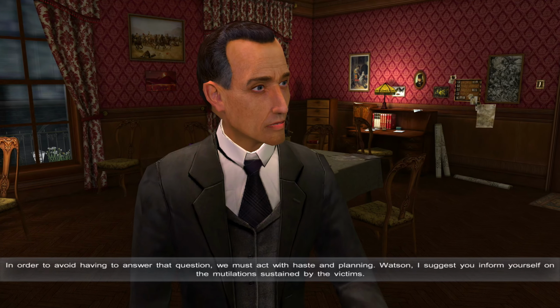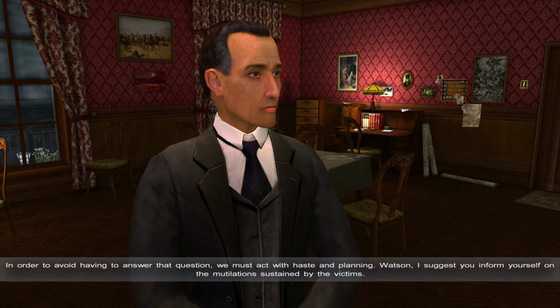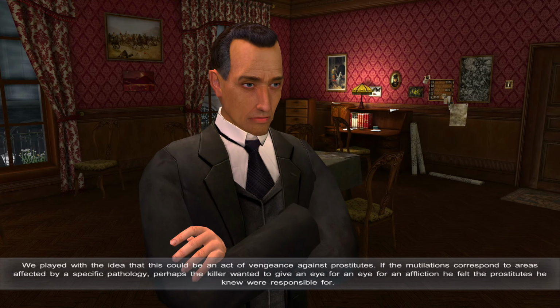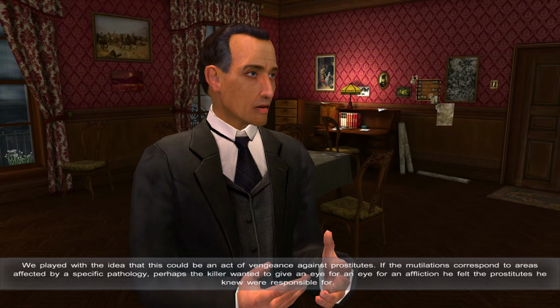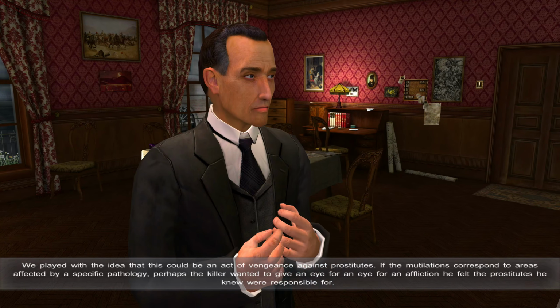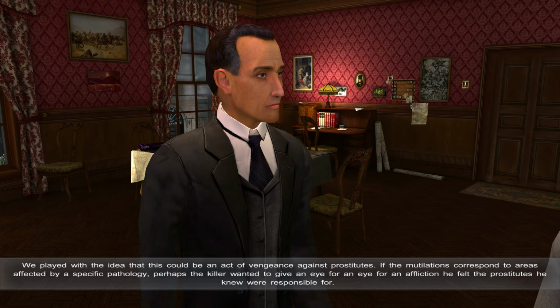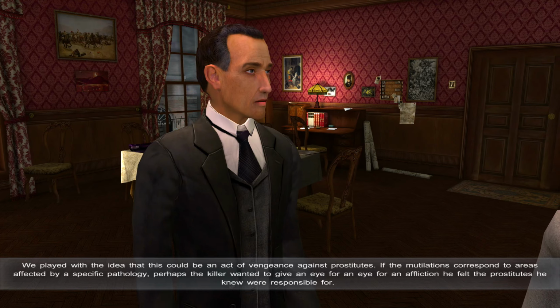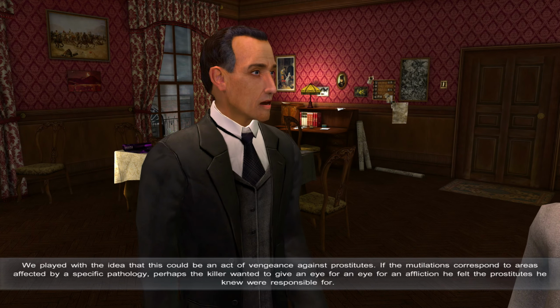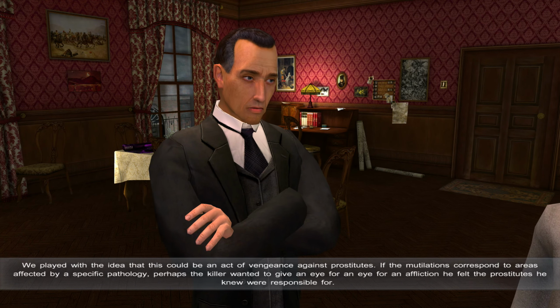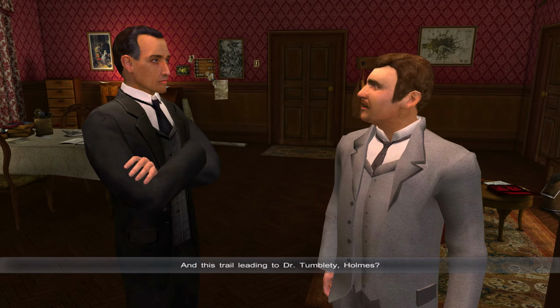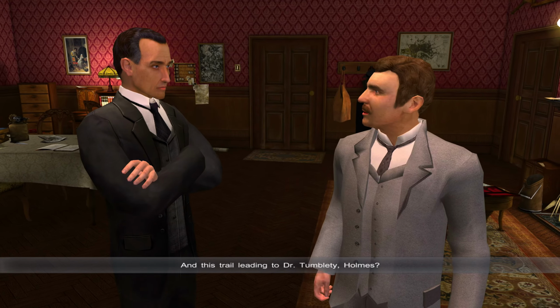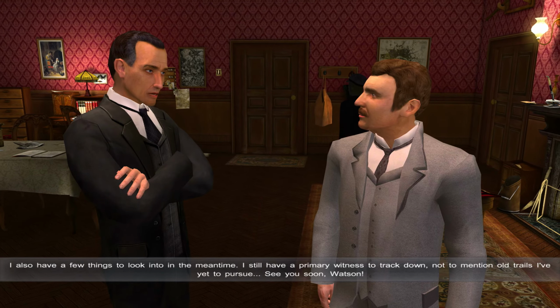Watson, I suggest you inform yourself on the mutilations sustained by the victims. We played with the idea that this could be an act of vengeance against prostitutes. If the mutilations correspond to areas affected by a specific pathology, perhaps the killer wanted to give an eye for an affliction he felt the prostitutes he knew were responsible for. And this trail leading to Dr. Tumblety, Holmes? I also have a few things to look into in the meantime.